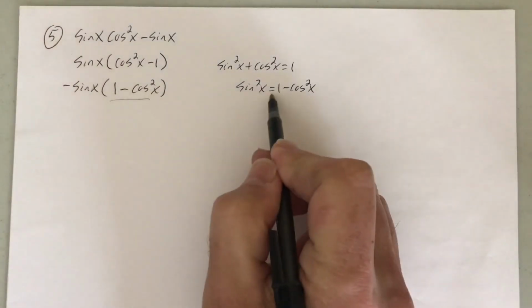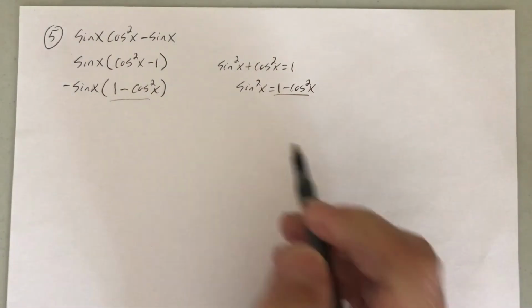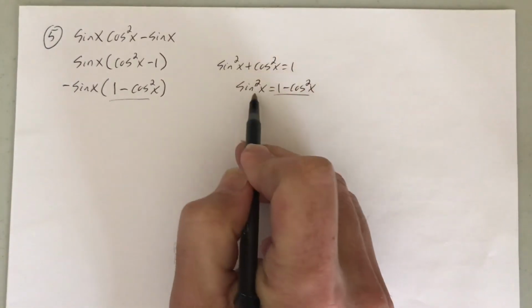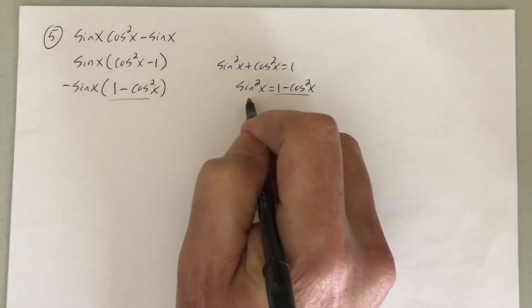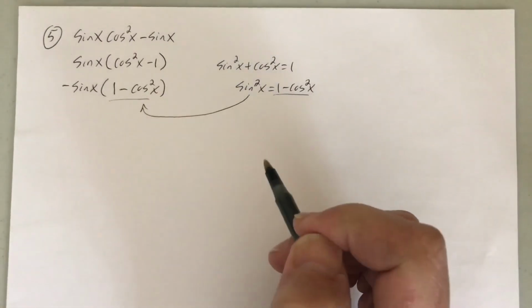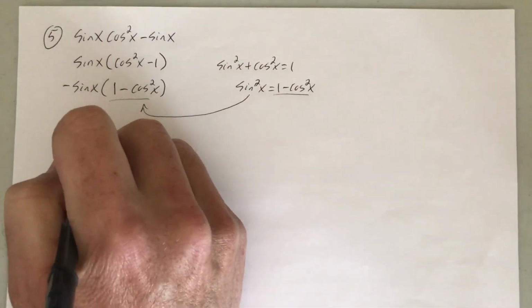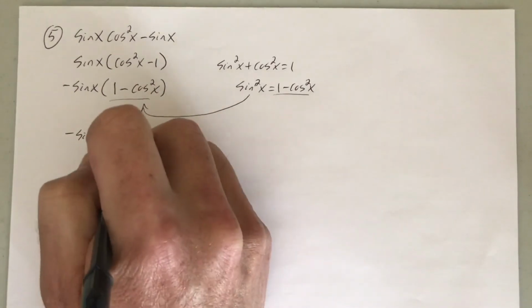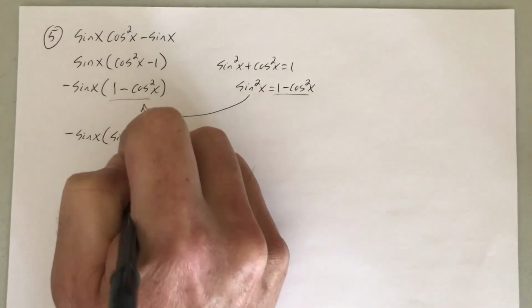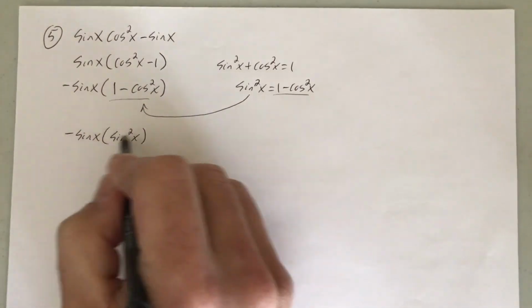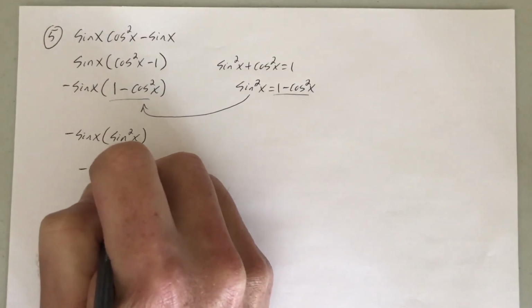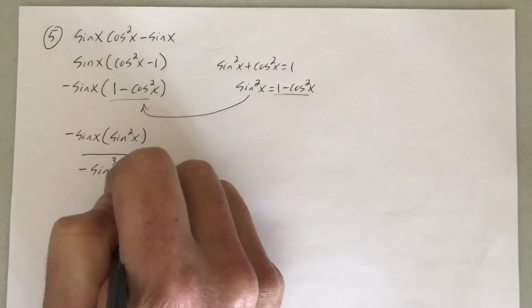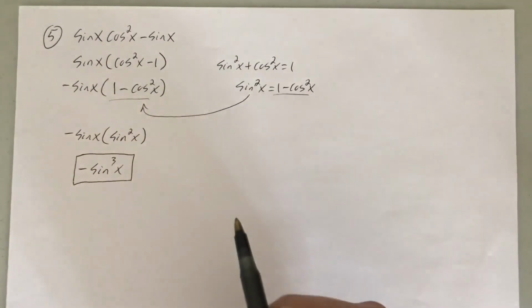Now I have the same thing that I need, so I can replace this sine squared x for the 1 minus cosine squared x. I can replace that, and it gives me negative sine x times sine squared x, and when I multiply that out, it gives me negative sine to the third x. And that is simplified.